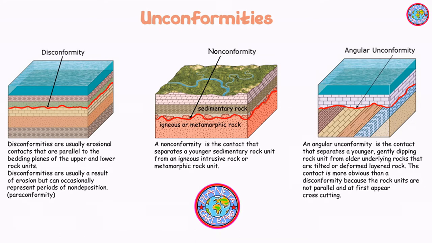Unconformities. An unconformity is a contact between two rock units in which the upper unit is usually much younger than the lower unit. There are three kinds of unconformity. Disconformities. Disconformities are usually erosional contacts that are parallel to the bedding planes of the upper and lower rock units. Disconformities are usually a result of erosion, but can occasionally represent periods of non-deposition.